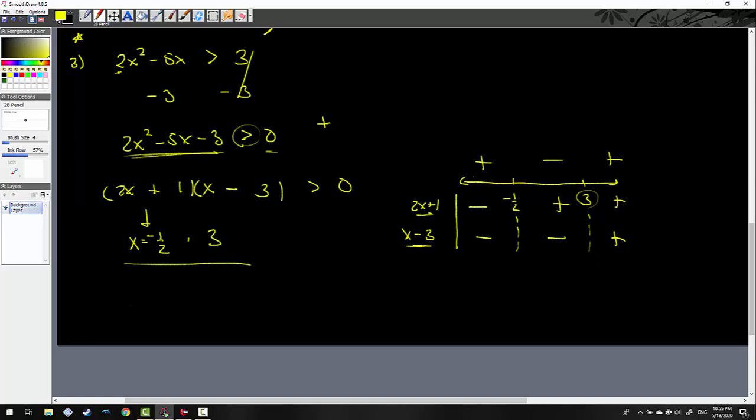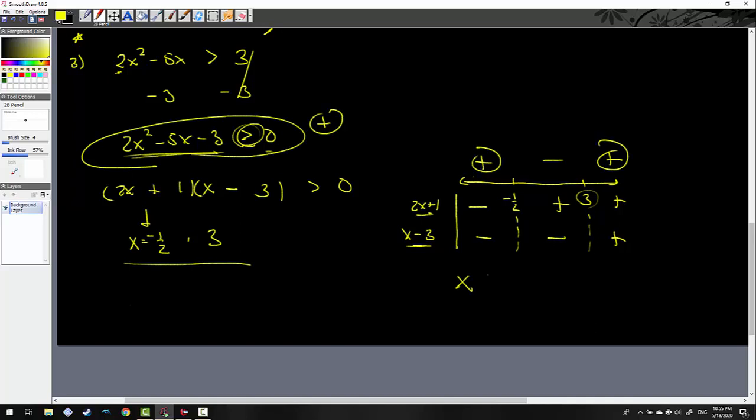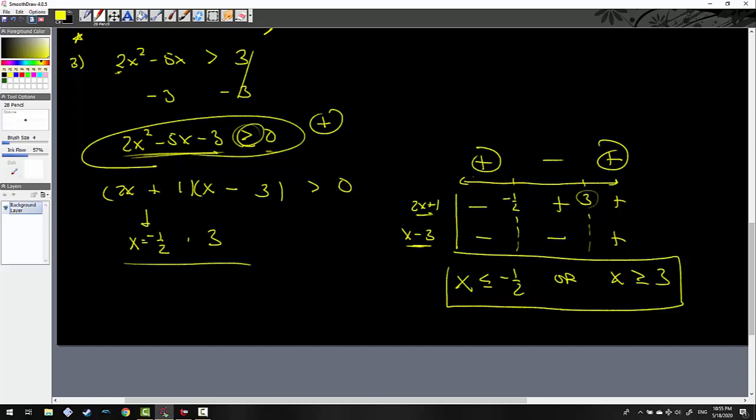How do I know which ones I'm going to circle? I look back at the original problem. I'm greater than 0. I'm looking for my positives. Positive, positive. So x has to be less than or equal to negative 1/2, or x has to be greater than or equal to 3. Box it up. Whoops, but don't cross off your answer. Box it up and get ready to move on to the next problem. I'll be back in a flash after I clean up the board.